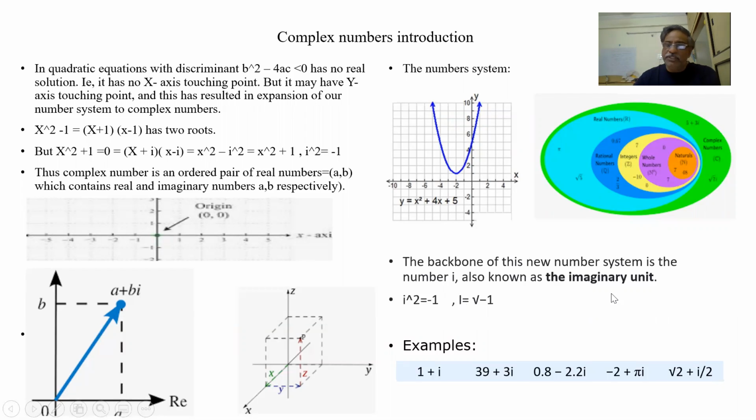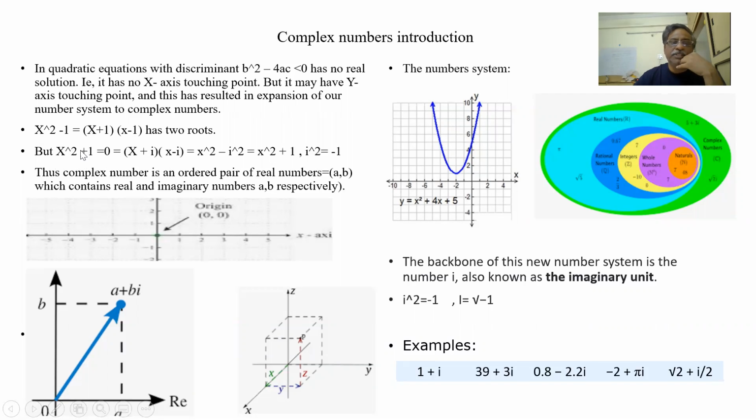So the backbone of the system is the imaginary unit. You see here, suppose x square minus 1 is there. What is this? x plus 1 into x minus 1. It has two roots, plus 1 and minus 1. But if it is x square plus 1, it is not having any root on the x-axis. But in the y-axis, it is having a root.